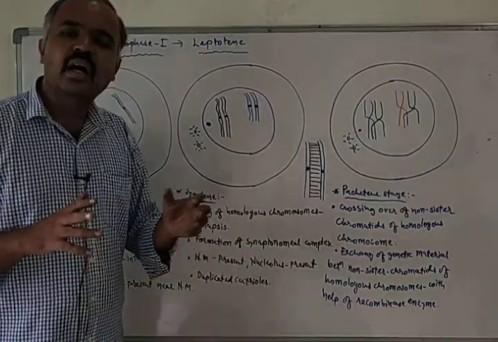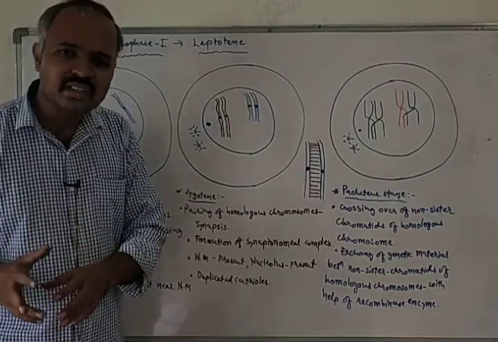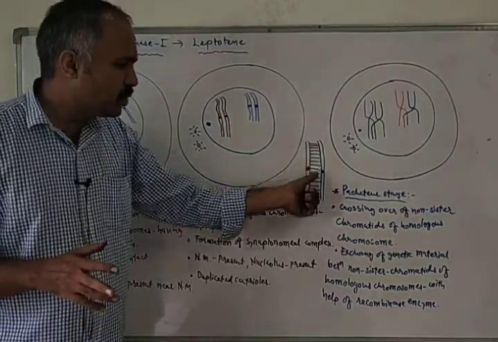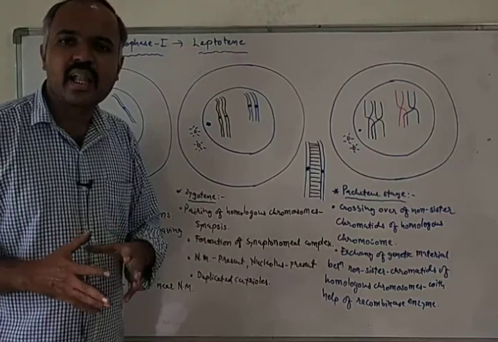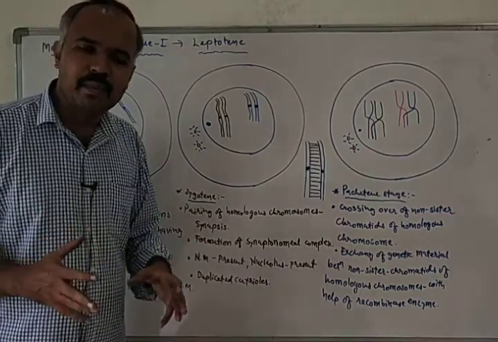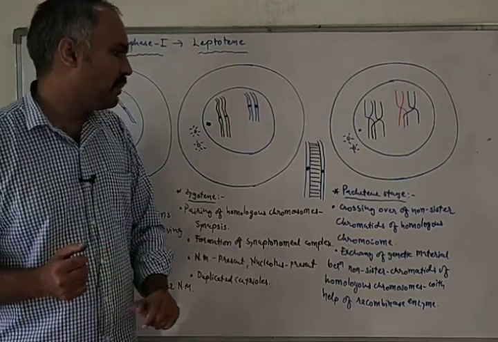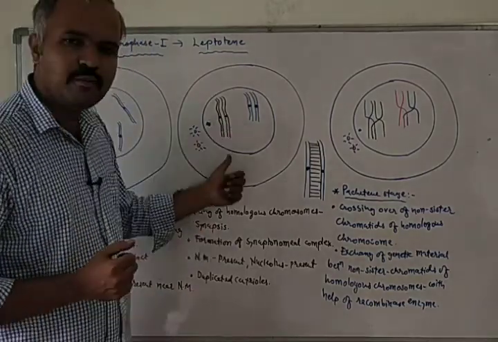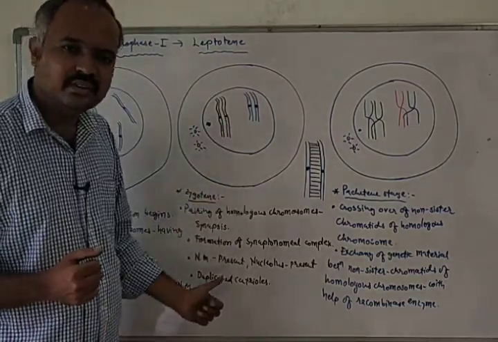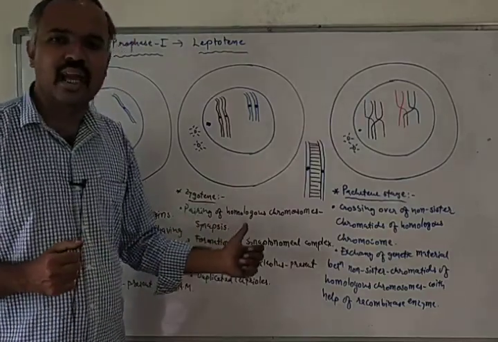And this pairing occurs according to shape and size, and both chromosomes are attached to each other with the help of the synaptonemal complex. The process of formation of the pair is known as synapsis. That is characteristic of the zygotene stage.